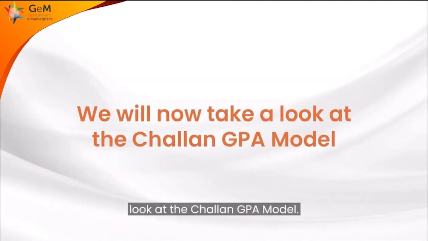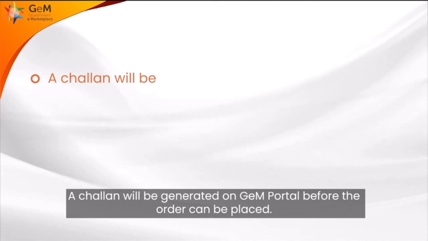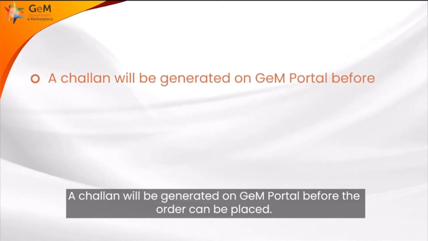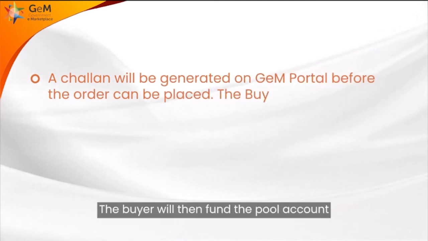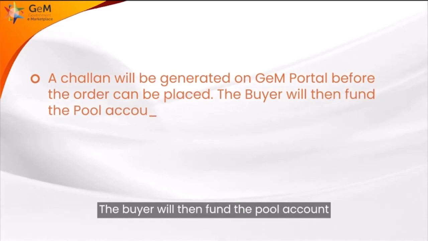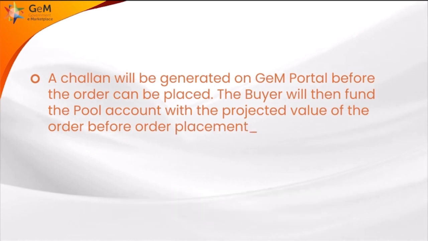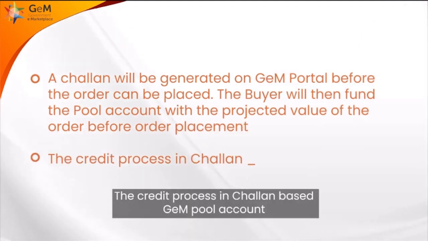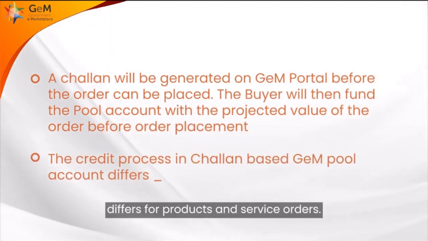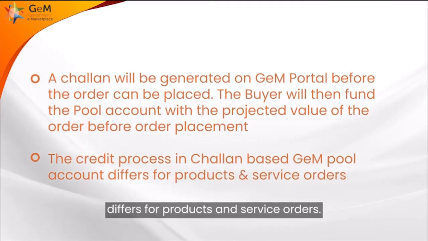We will now take a look at the challan GPA model. A challan will be generated on GeM portal before the order can be placed. The buyer will then fund the pool account with the projected value of the order before order placement. The credit process in challan-based GeM Pool account differs for products and service orders.